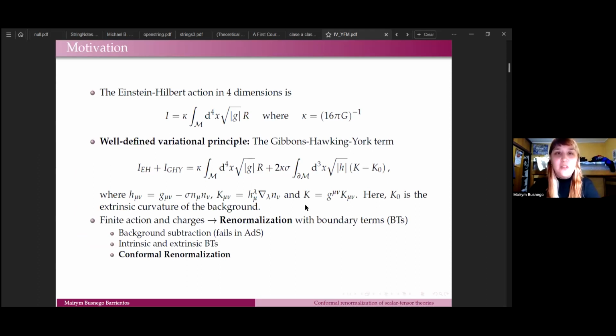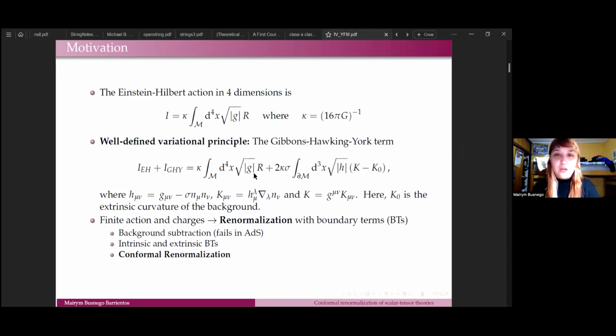So first, we start with general relativity. This theory is described by the Einstein-Hilbert action, which in 4 dimensions is given by this action right here. And we want to have a well-defined variational principle, in this case for Dirichlet boundary conditions. In order to do that, we have the Gibbons-Hawking-York term, given by this K right here, that is the trace of the extrinsic curvature of the manifold. And we still have the freedom to add boundary terms to the action, as we want this action to vanish in the vacuum. So in this case, we can add this K naught, that is the trace of the extrinsic curvature of the background. Later, I will explain a little more what the background means and why we need this term.